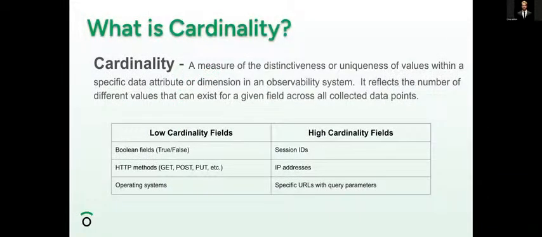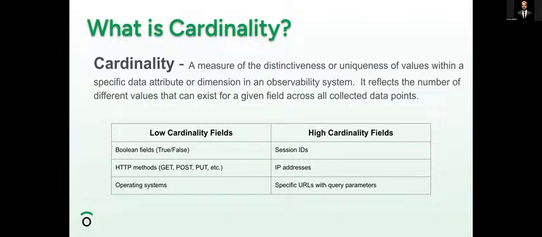So how do we define cardinality? Well, cardinality is a measure of the distinctiveness or uniqueness of values within a specific data attribute or dimension in an observability system. It reflects the number of different values that can exist for a given field across all collected data points. Basically, cardinality refers to the number of unique values in a data set.